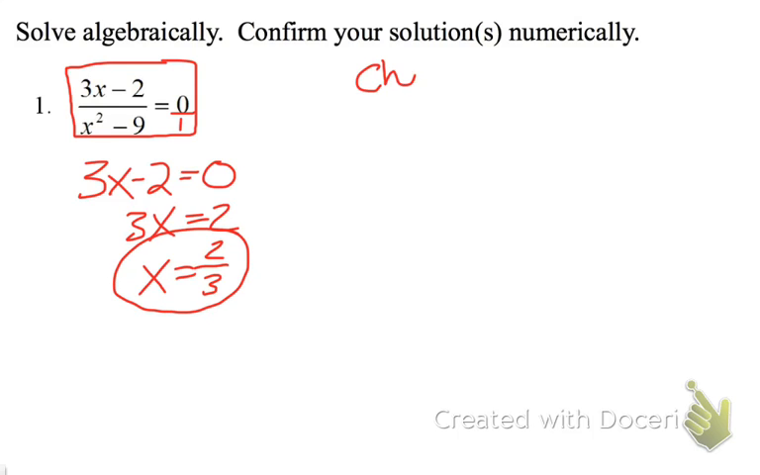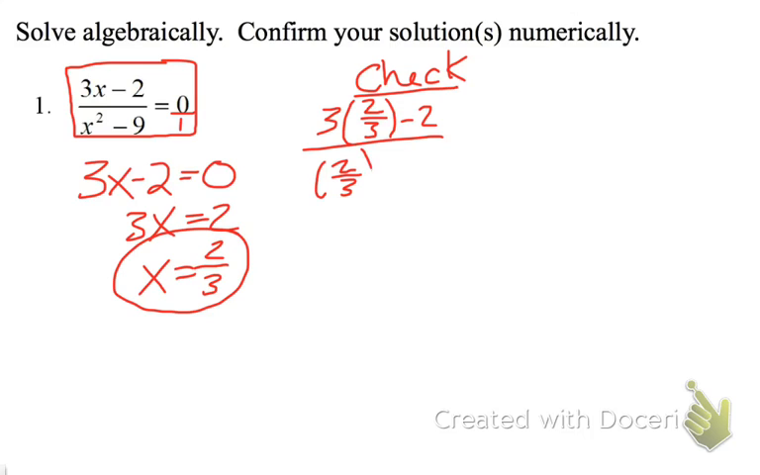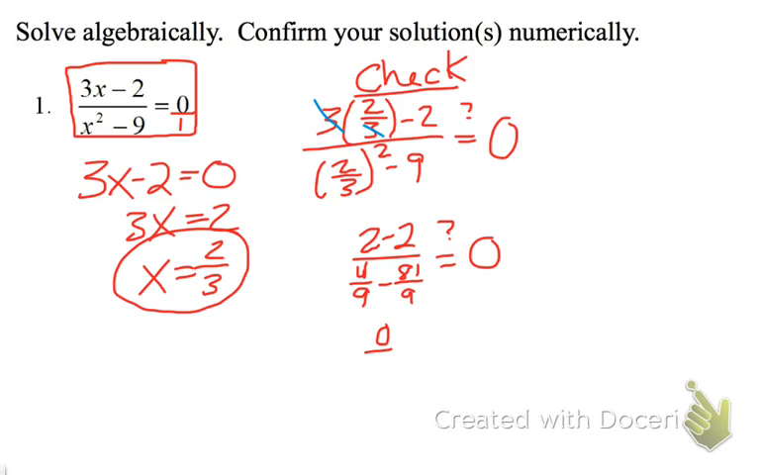If we check that by plugging into our original expression, 3 times the quantity 2/3 minus 2 divided by 2/3 squared minus 9, we want to check, does that actually end up equaling 0? So our numerator, the 3's cancel, and we end up having 2 minus 2 in the numerator. In our denominator we have 4/9 minus 9. 9 is 81/9, so 4/9 minus 81/9. Does this equal 0? So 2 minus 2 is 0 in our numerator. 4/9 minus 81/9 is a negative 77/9. And 0 divided by negative 77/9 is 0. 0 does equal 0, so we've checked our solution.